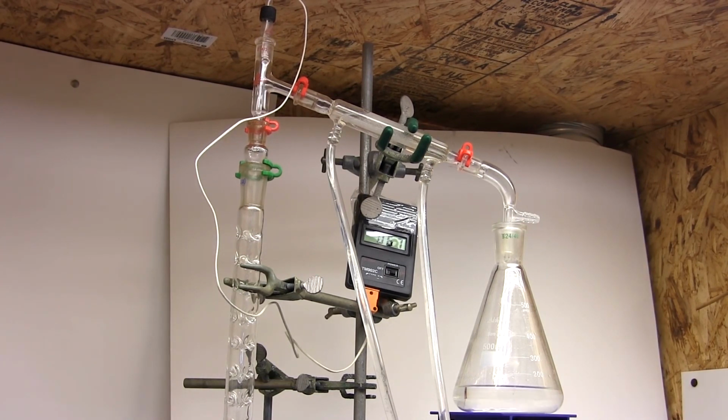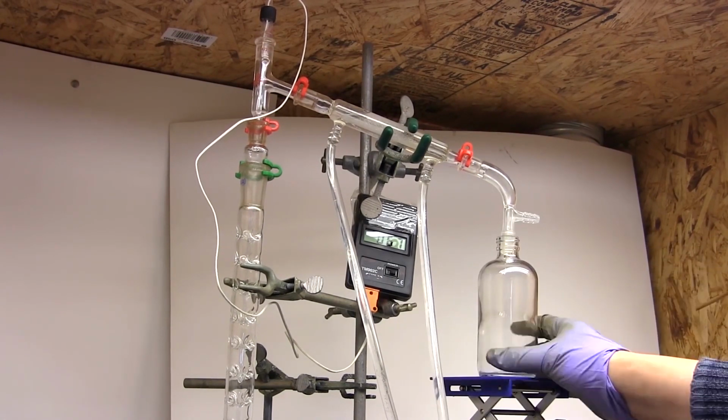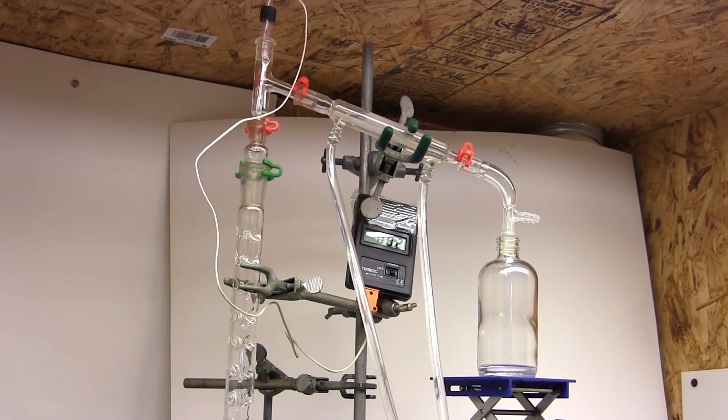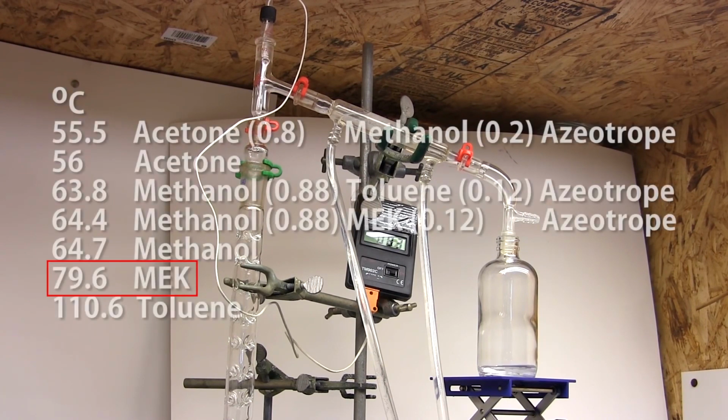Okay, looks like we're rising again and going past the methanol azeotropes. At this point, we might be condensing methyl ketone. I'm going to change out the receiver and collect this new fraction. Yeah, looks like we're moving past the boiling point of methyl ketone, which should be around 79 degrees Celsius.